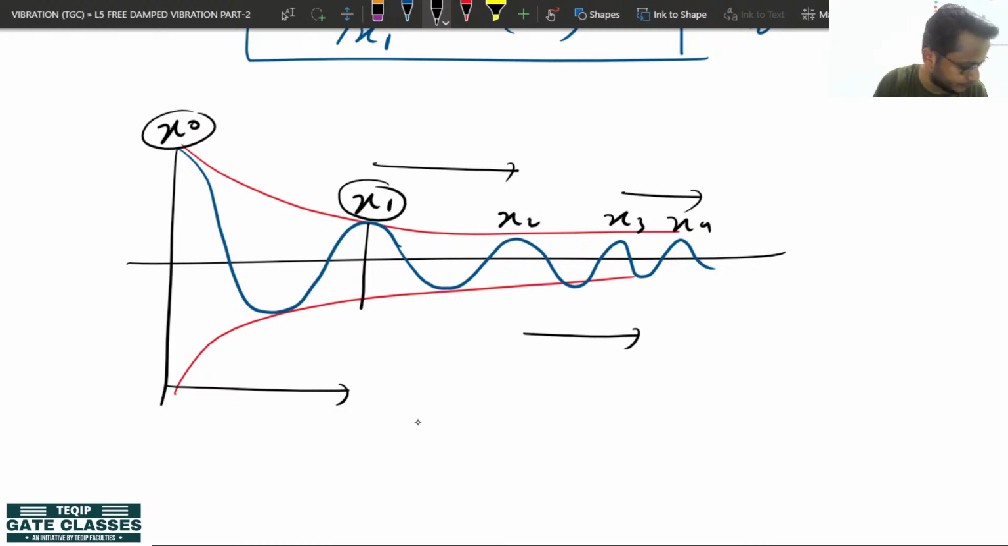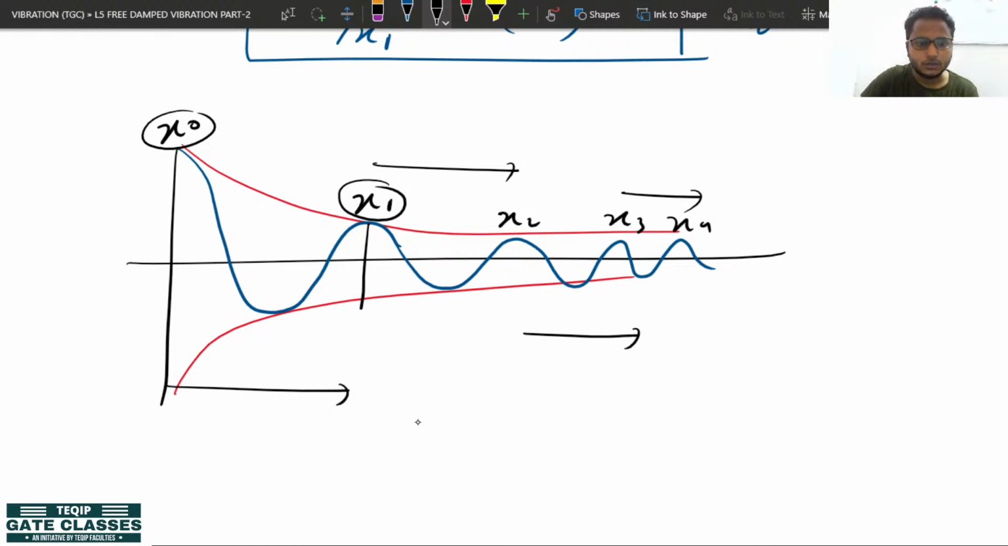Am I right? Can we say that x1 is the amplitude at the end of the first cycle, and it can be named as the amplitude at the start of the second cycle, right? At the start of the second cycle.